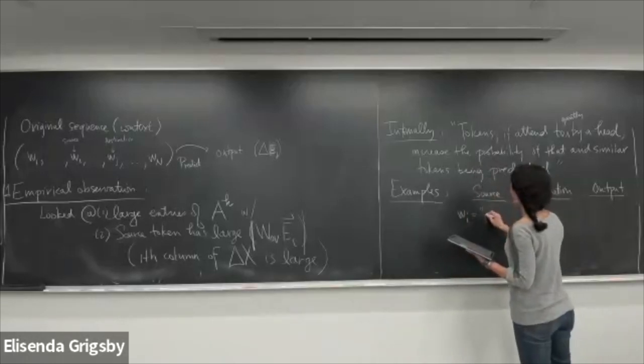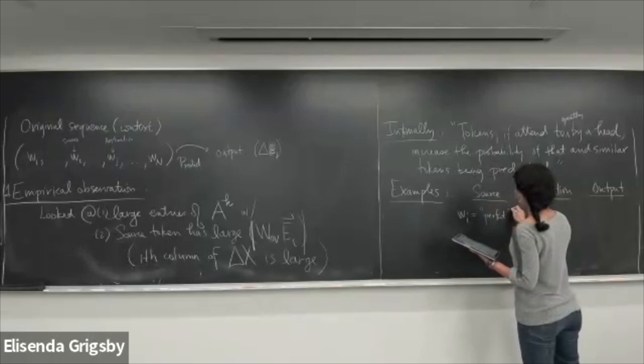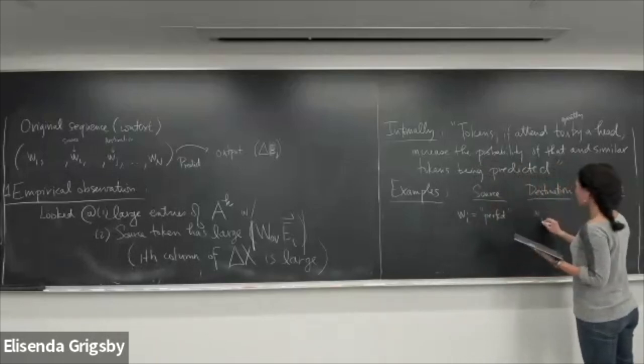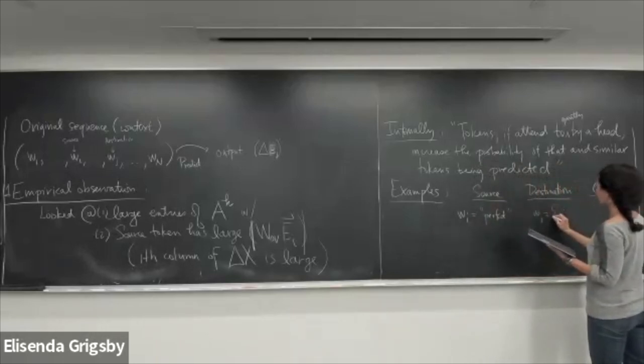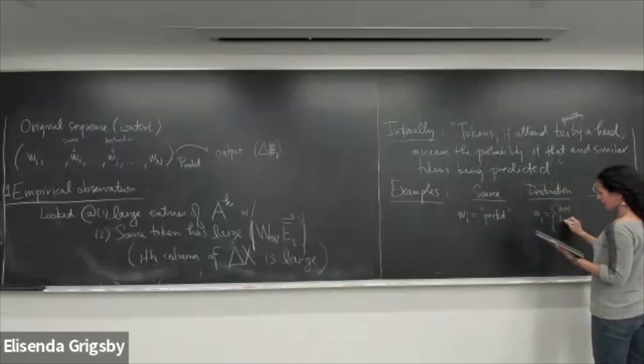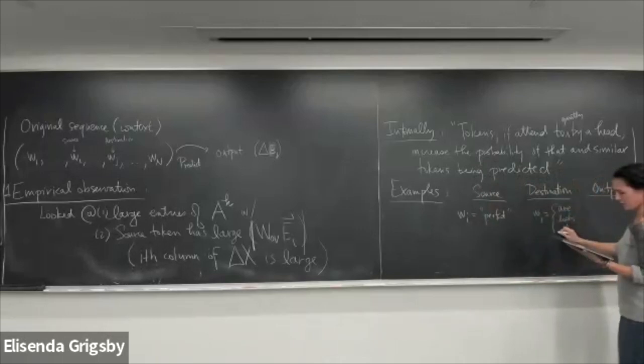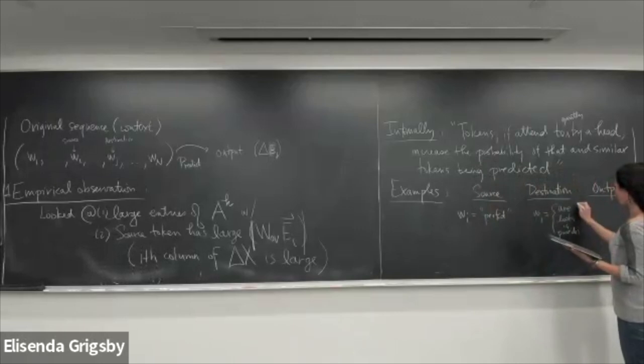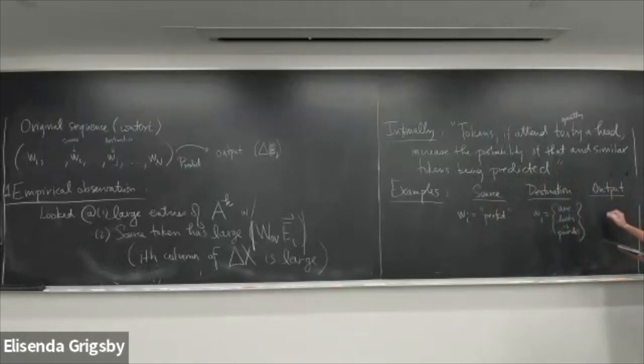So the examples that they give: WY is perfect, WJ is one of these, R looks, is, provides, and then the prediction is. So all it's doing is copying the source. There are other examples, but it was interesting that they found that this happened quite a bit.